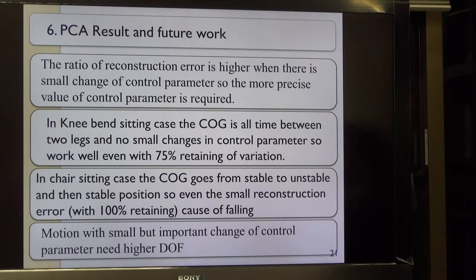And earlier I explained that in the knee bend sitting case, the COG is all the time on the body, so it is okay. In the chair sitting case, if the COG goes out of the body, it is not perfect. And in the walking case, if the motion is small, there are some small perturbations, so the lower degree of freedom will not work.